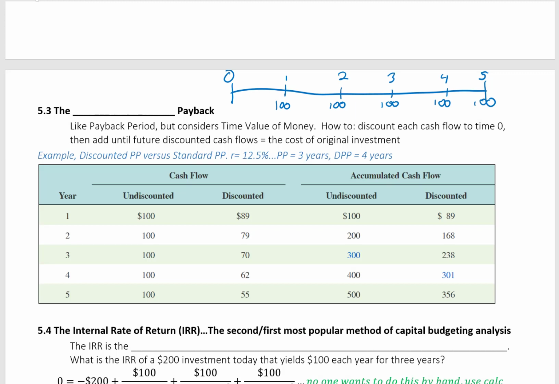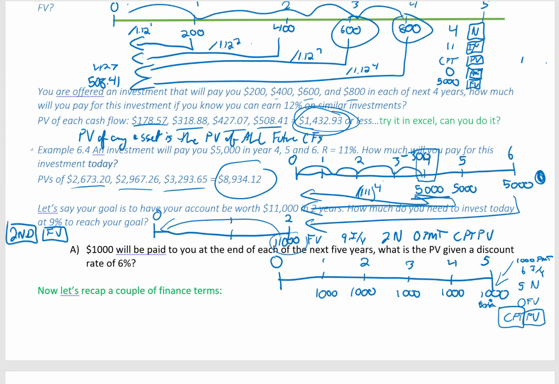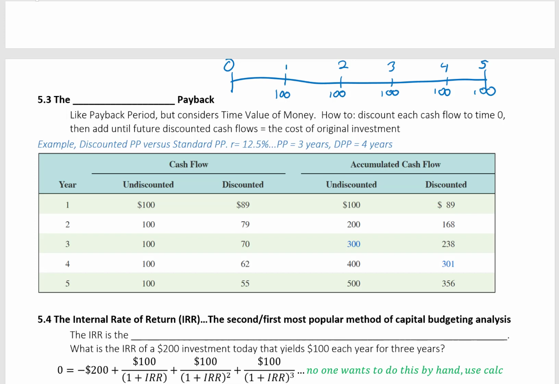So now we go into discounted payback, and it's a similar idea. How long will it take to get our initial investment back, which was $300? And now we say, okay, well, if we do payback period, it'd be $100, $200, $300. It would take 3 years. And we see that here, our undiscounted cash flows. But discounted payback means, well, what are the present values of each of these numbers? Then do the same process.